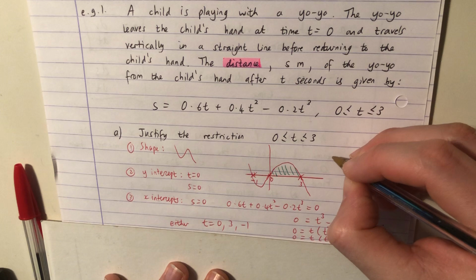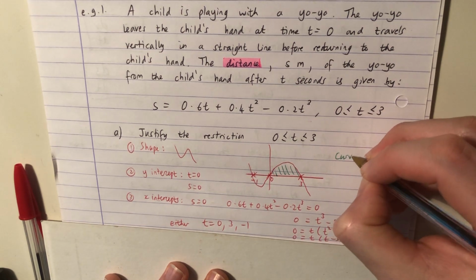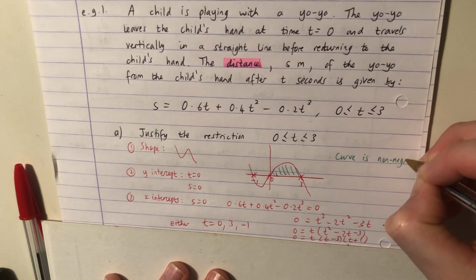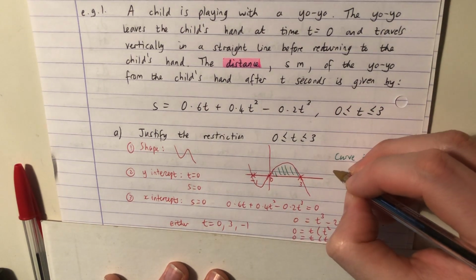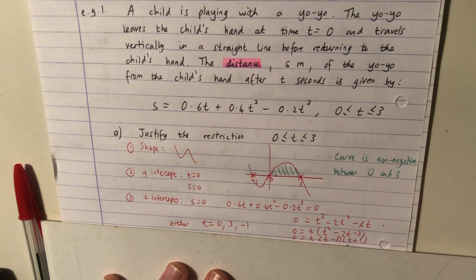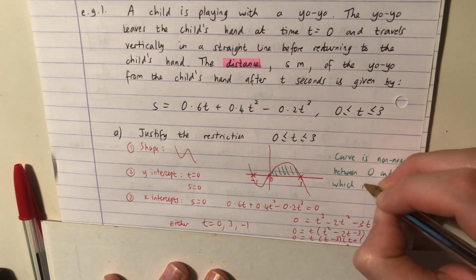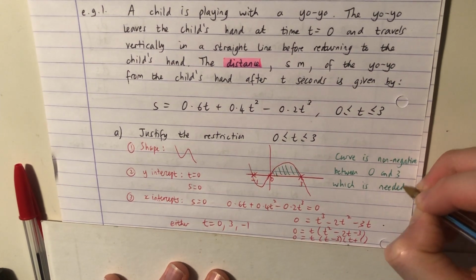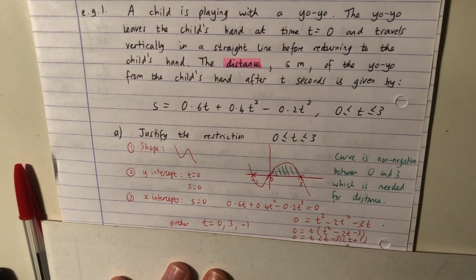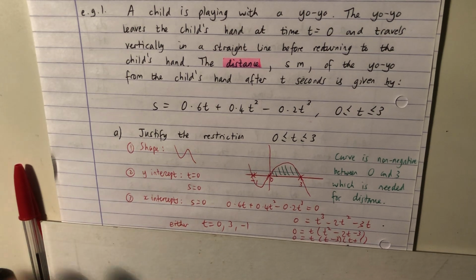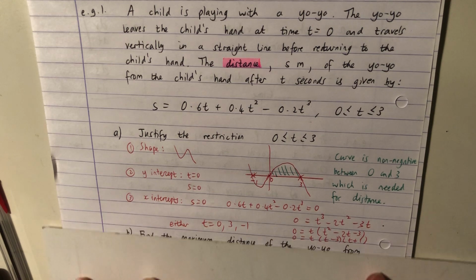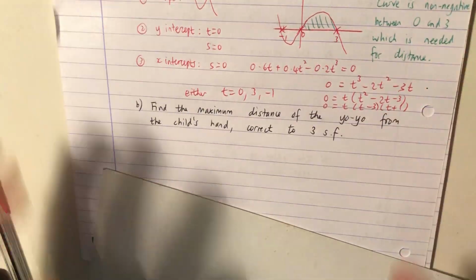So the curve is non-negative between 0 and 3, which is needed for distance, something like that. Okay, I'm wording that as best as I could, but yes, something like that, some reference to distance not being negative.